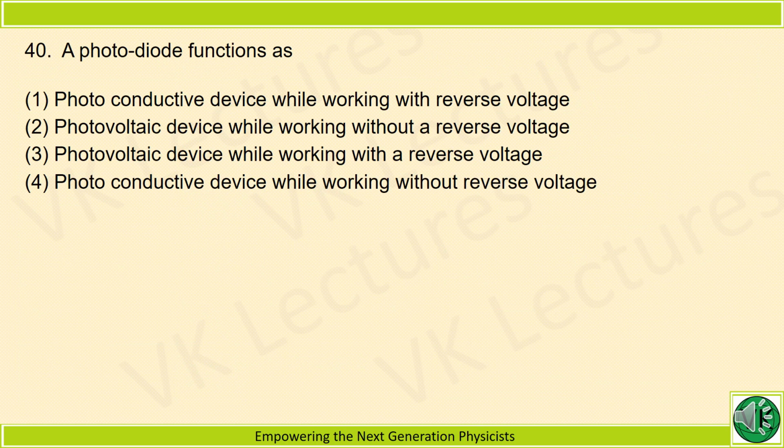Now according to the option, the photodiode is something that works as a photoconductive device while working with reverse voltage. This is also partially correct, that is, a photovoltaic device while working without a reverse bias or no bias. But this is usually used as a photoconductive device with reverse bias voltage. So option 1 is correct.